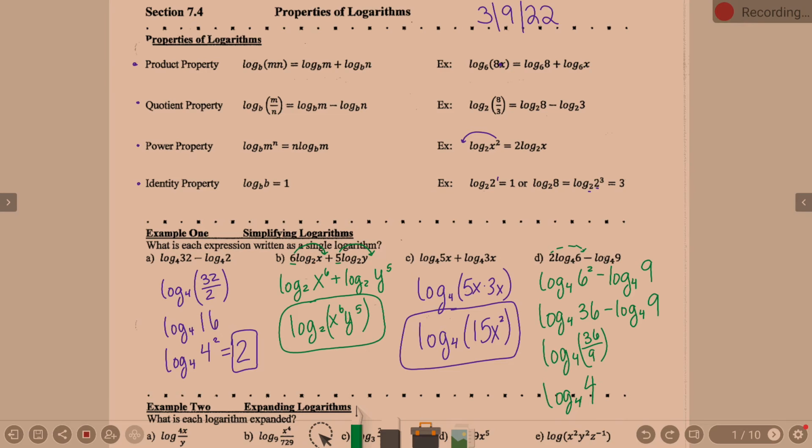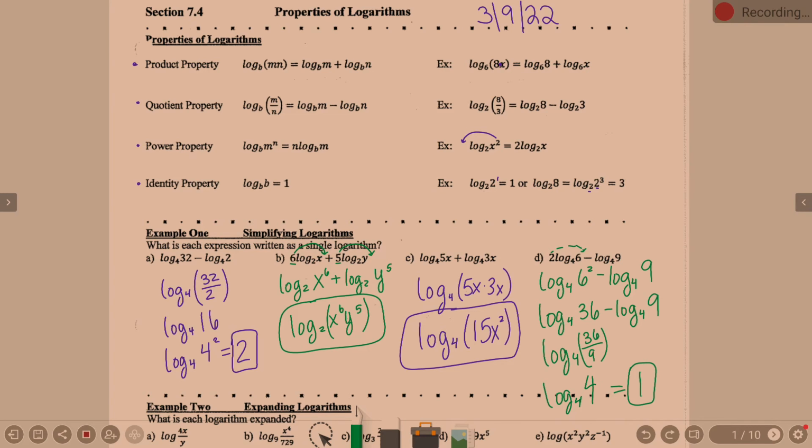Should I keep going? If you can. What do you notice about the 4s? They're the same. So that brings in our identity property. If those 4s match, it's going to be equal to technically whatever the exponent is. What's the exponent on this 4? An invisible 1. So this is equal to 1.